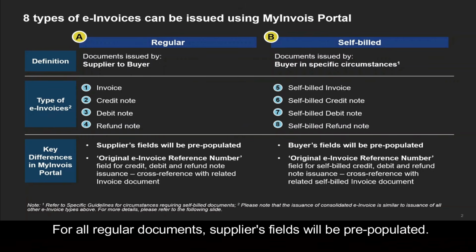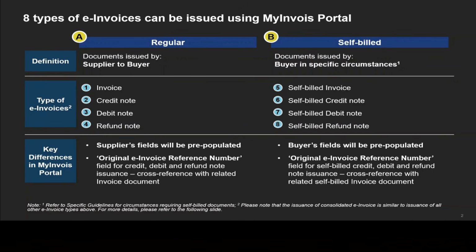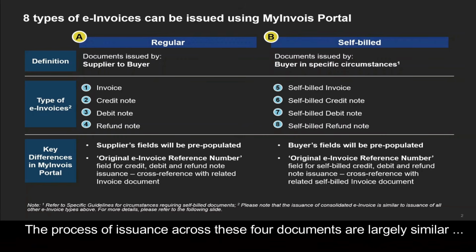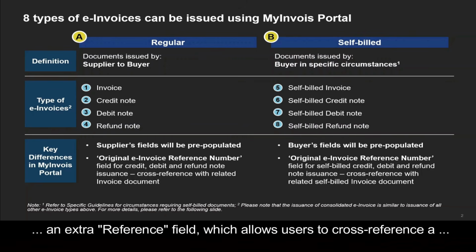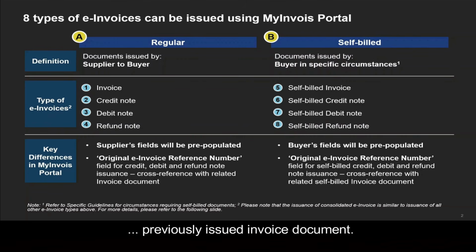For all regular documents, suppliers' fields will be pre-populated. The process of issuance across these four documents are largely similar, with the only key difference: credit notes, debit notes, and refund notes have an extra reference field, which allows users to cross-reference a previously issued invoice document.